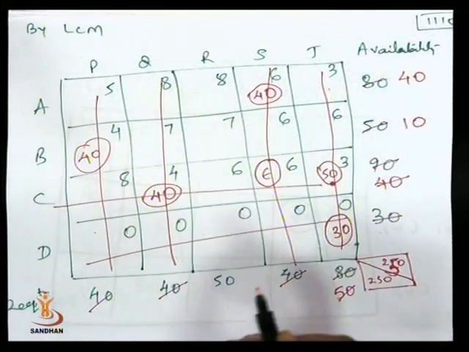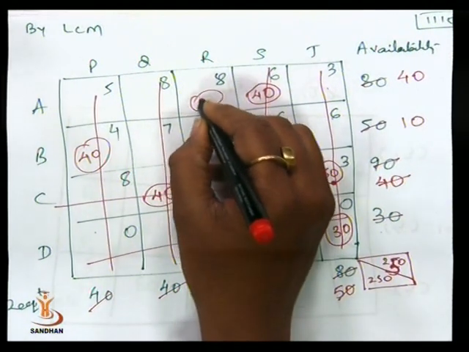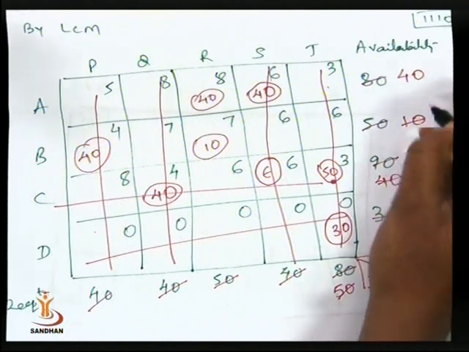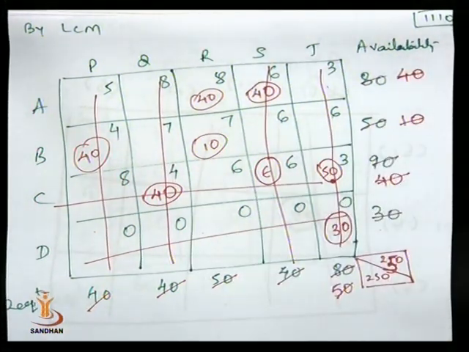And now there is only one column remaining. We allocate 40 units in the first cell and 10 units in the second cell. So all supply and all demand are satisfied.